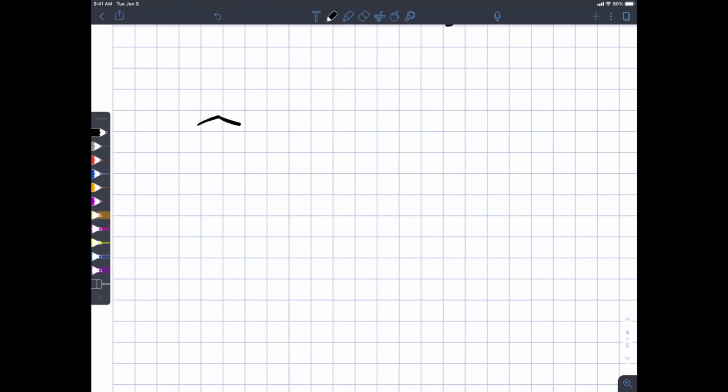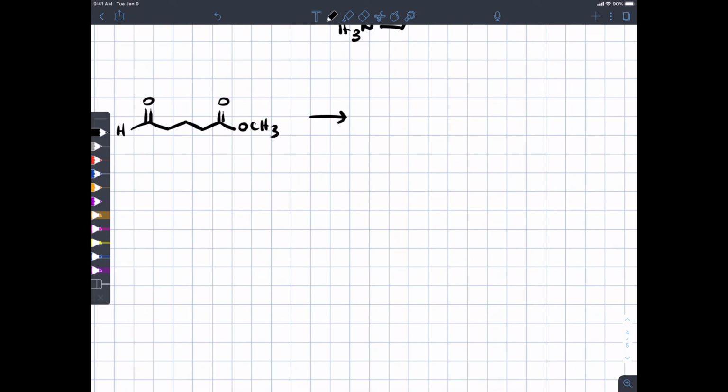So, we can use acetals as protecting groups for aldehydes. Suppose you had this ester with this aldehyde group, and suppose you wanted to, I'll use the same example I used in the first hour, convert the ester into the tertiary alcohol where two of the same groups are attached to that carbon without touching the aldehyde.